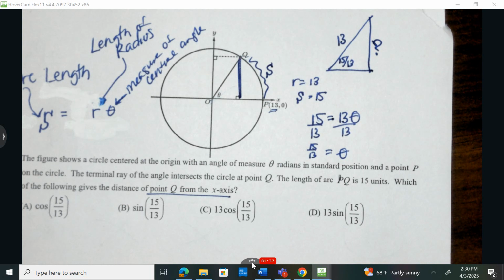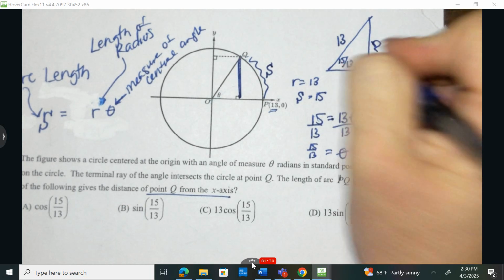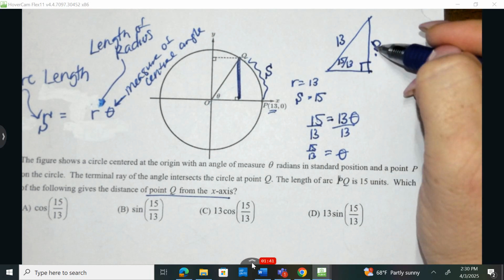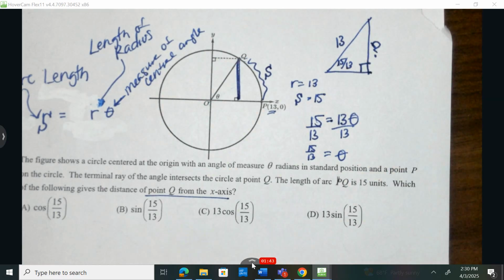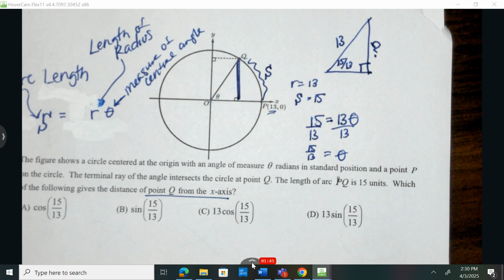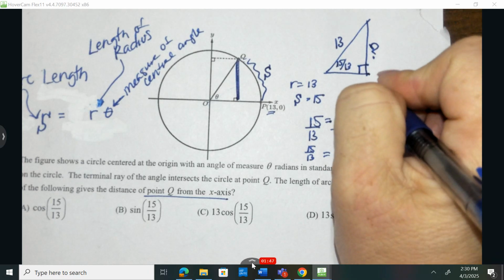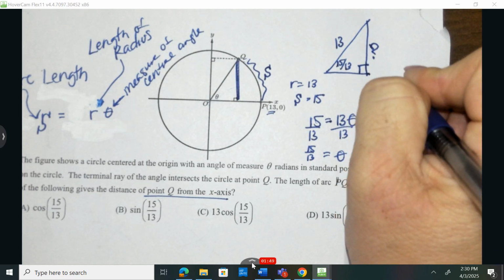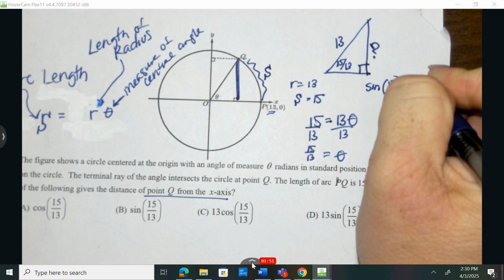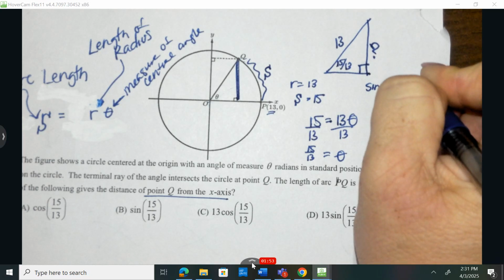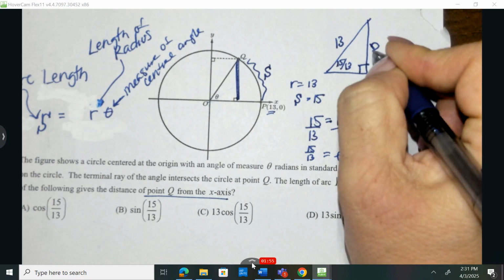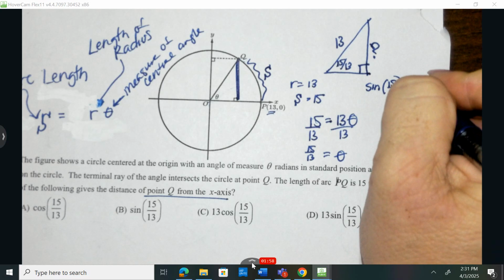So when I look right now at this right triangle, I can see that I'm trying to find the opposite of the angle, and I know the hypotenuse. So which of the three major trig functions are we talking about? We're talking about sine. So sine of my angle equals opposite over hypotenuse, and I replace the question mark with x, opposite over hypotenuse.